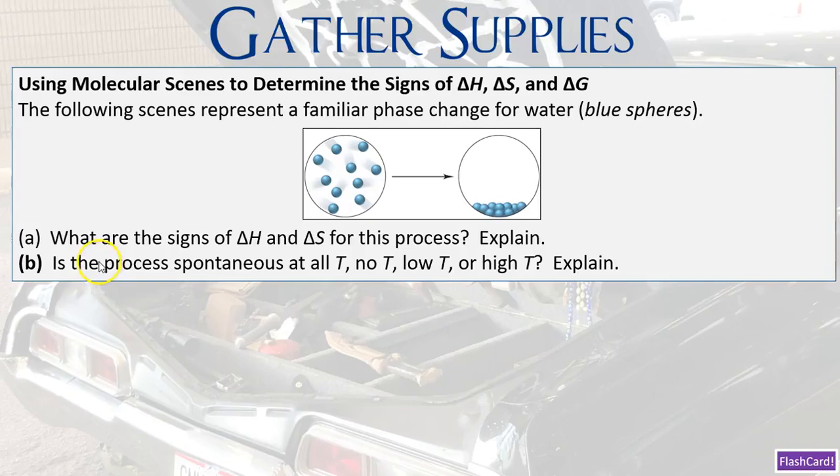All right, folks, we are back at Dad's card for weapons and examples. We're going to be using molecular scenes to determine the signs of delta H, S, and G.